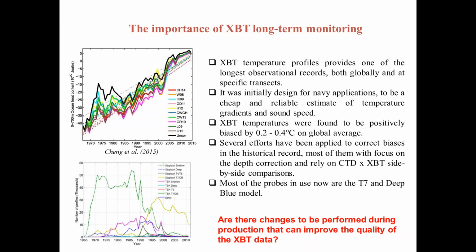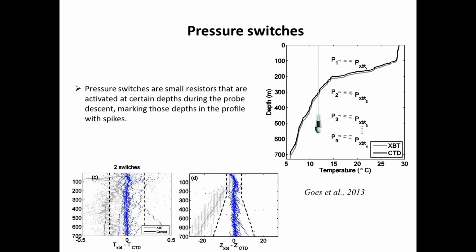Nowadays most of the probes we apply are either T7 or Deep Blue probes, and most of the deployments here are Deep Blue probes. One of the questions we want to address is how we can improve this data, not only in the processing like it has been done over a long time, but also in the production line, and what SIPPICAN could improve on the manufacturing side of the production.